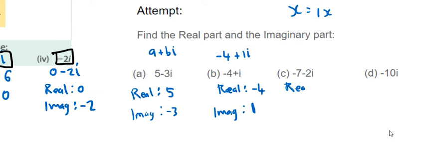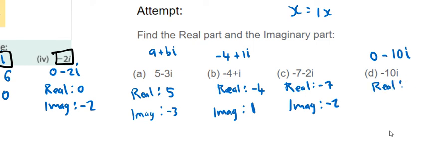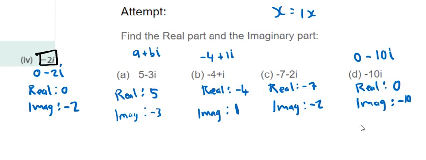The third one, the real part would be minus 7, and the imaginary part would be minus 2. And then the last one, similar to the one we saw before, you could say that's the same thing as 0 minus 10i. So the real part is 0 here, and the imaginary part is minus 10. So that's the real and imaginary part of each of those.